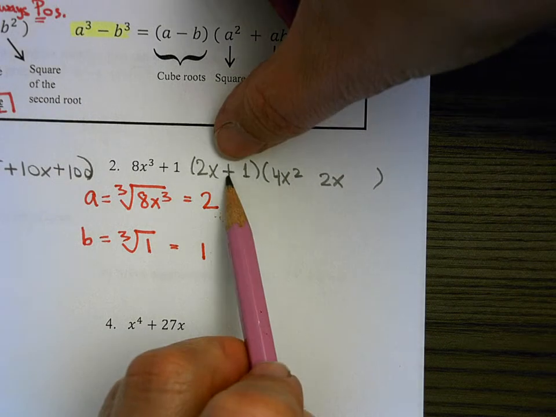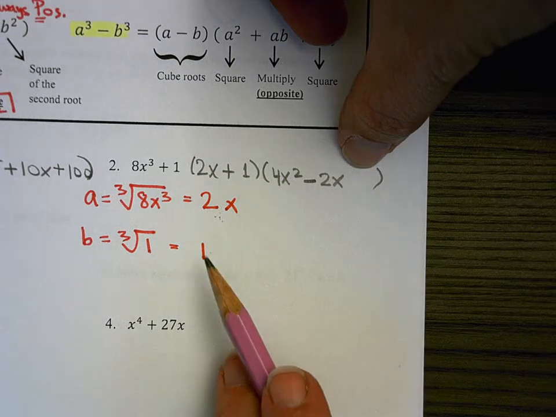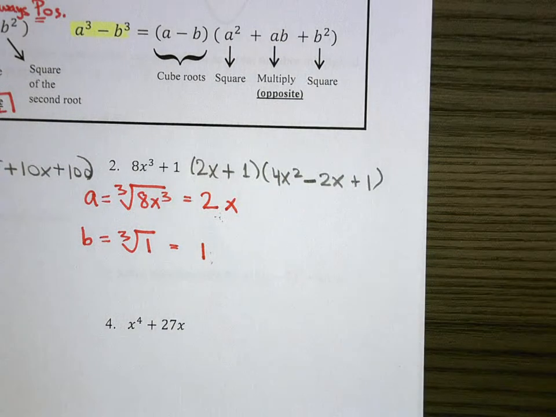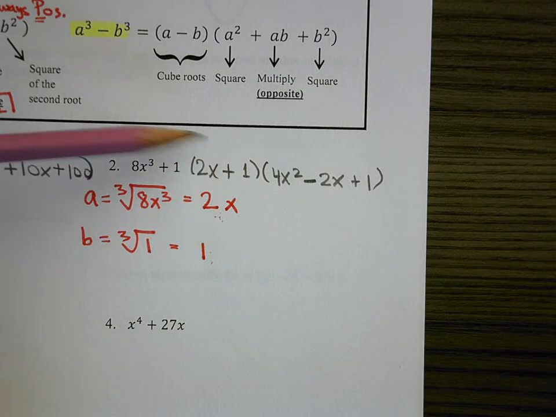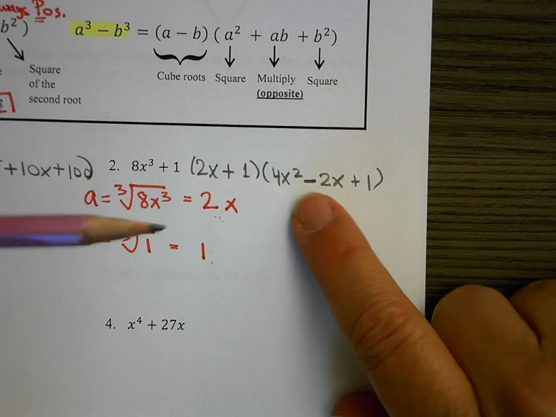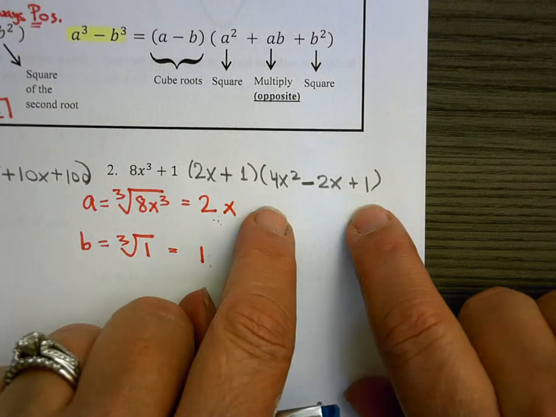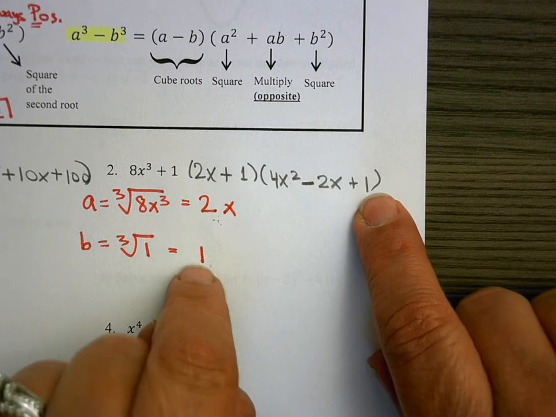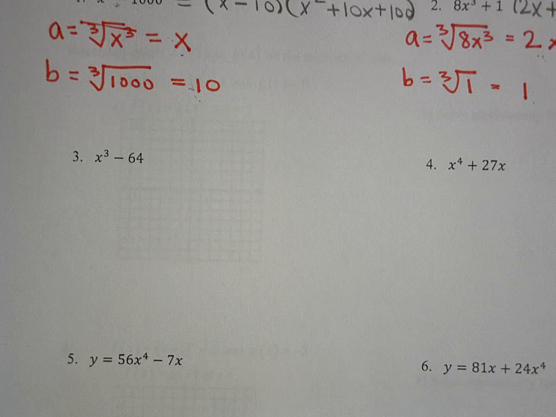Then I'm going to multiply, so 2x times 1. And then because that's addition, this will be subtraction, opposite. And then square again this guy here. So 1 times 1, and then always positive. So my cube roots here, so that goes here, and then that sign is the same. This one is opposite, and this one's always positive. And then to get this guy, I squared 2x times 2x, and then I multiplied, and then I squared 1 times 1. Okay. All right, so if you haven't already, press pause and try number 3.